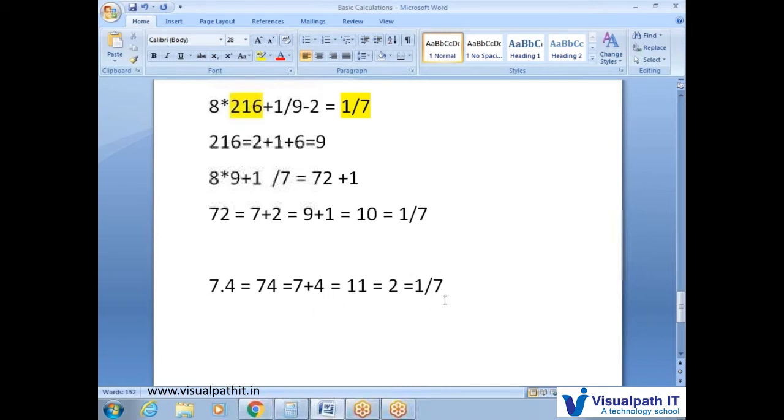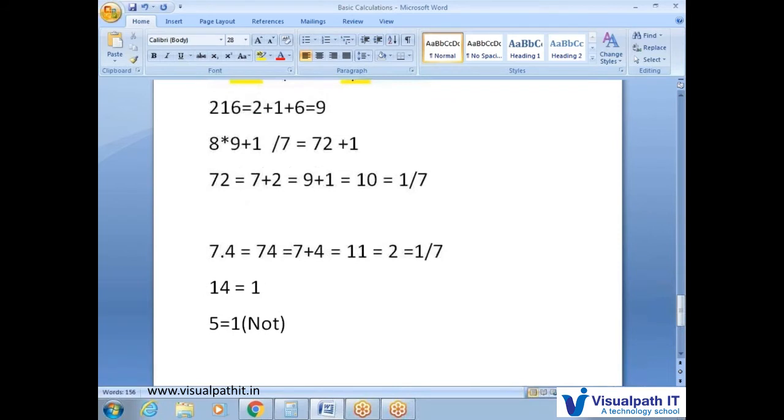So we have to do cross multiplication. 7 2s are 14. 14 is equal to 1? 14 means a double digit number, so 1 plus 4 is 5. So 5 equal to 1, or not equal to 1? 5 is not equal to 1. Clear? So option A is not satisfied.